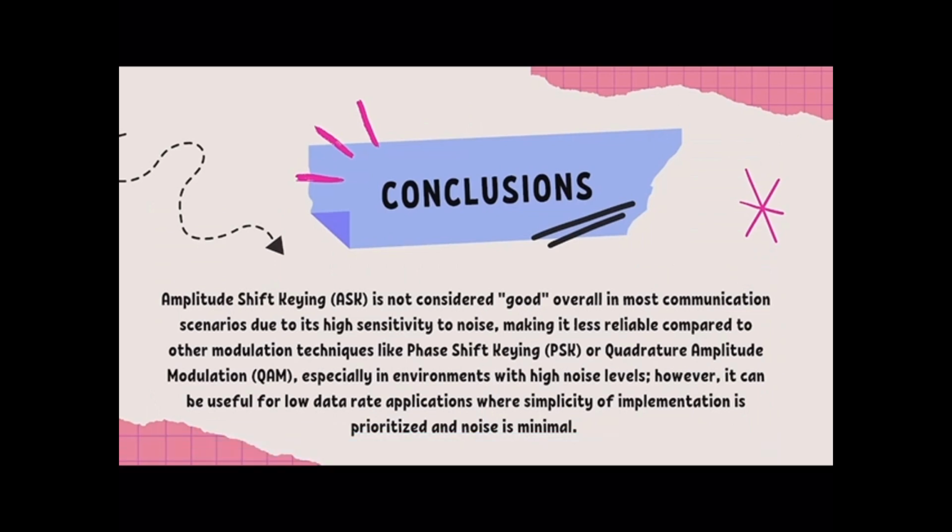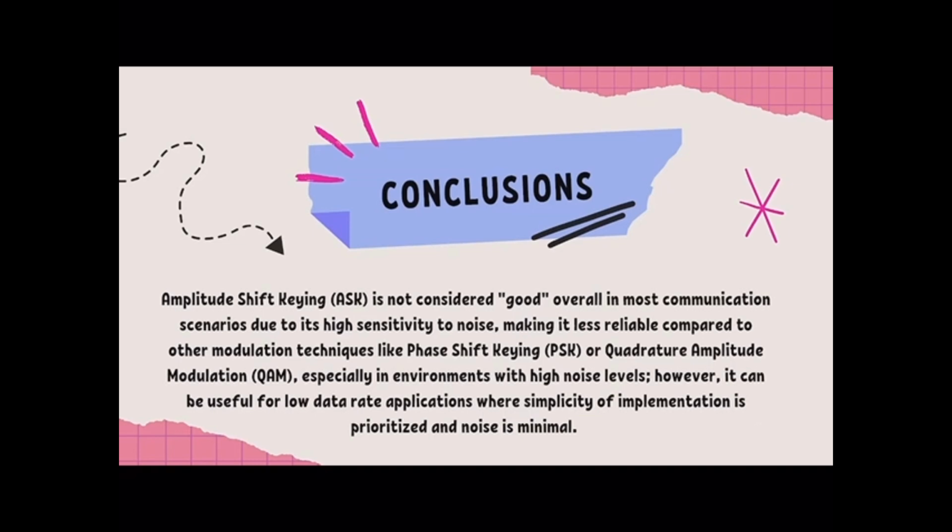Conclusion: ASK is not considered good overall in most communication scenarios due to its high sensitivity to noise, making it less reliable compared to other modulation techniques like phase shift keying (PSK) or quadrature amplitude modulation (QAM), especially in environments with high noise levels. However, it can be useful for low data rate applications where simplicity of implementation is prioritized and noise is minimal. So ASK is not considered good because it has high sensitivity to noise.